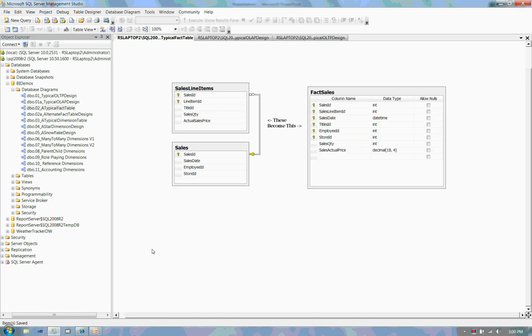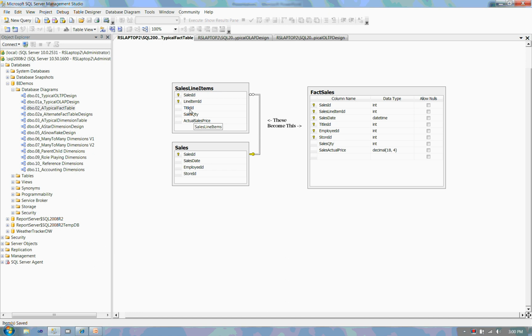In a typical fact table, you would go through and define your measures. So, for example, I have defined a measure of sales quantity and actual sales price. These are two things I wish to report against. Now, to describe an actual sales price, I need a sales price of what? It was a sales price of a particular title.